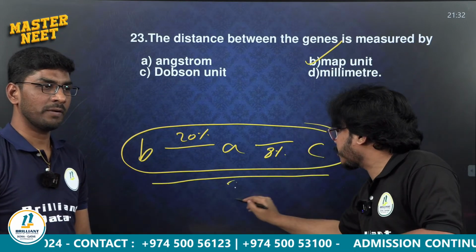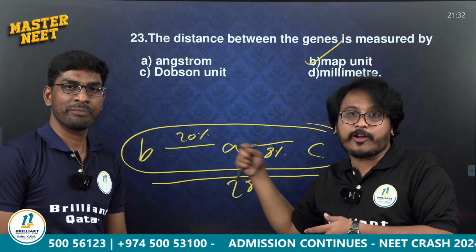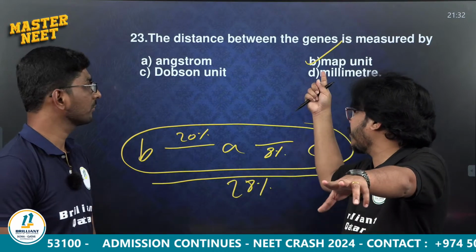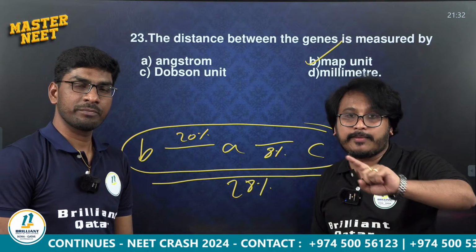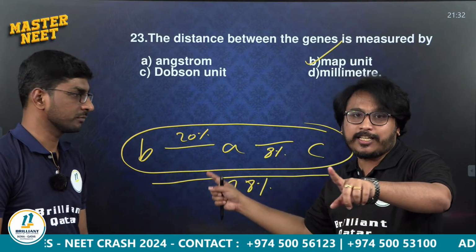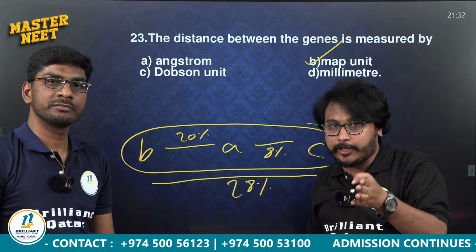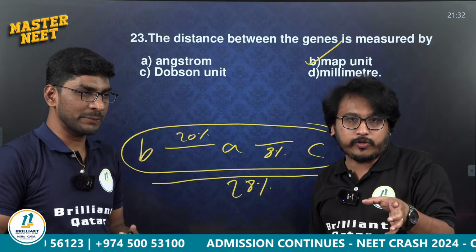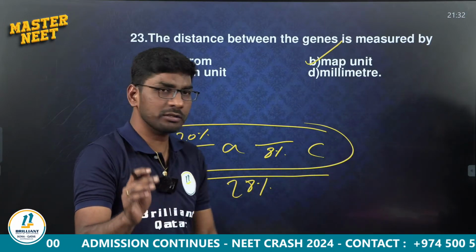And between B and C it is 28%. Like that, you take the percentage of recombination as the distance between the genes, and the unit for measuring that is the map unit or centimorgan. One map unit or one centimorgan means the percentage of recombination is 1. This is also a previous year question, check the 2020 and 2019 question papers. Very easy, just cross check the distance.